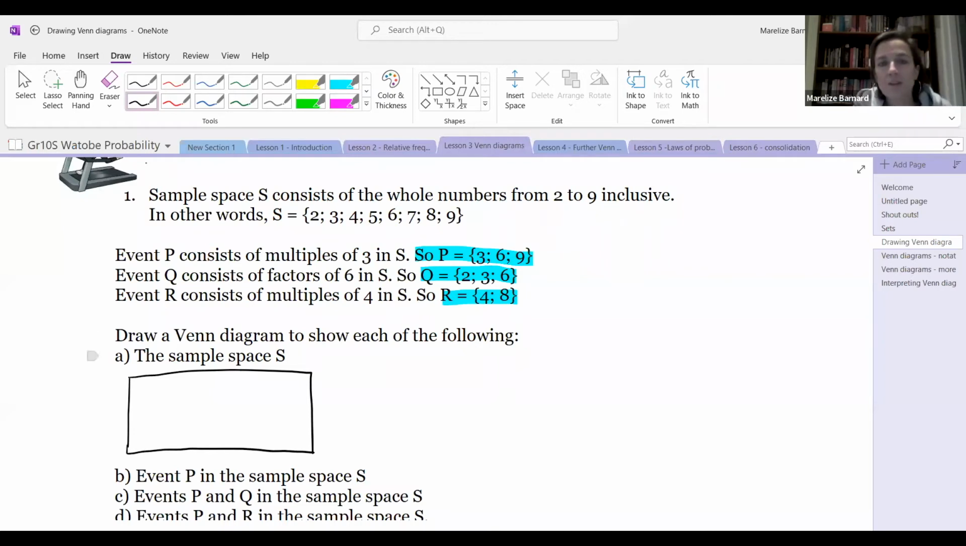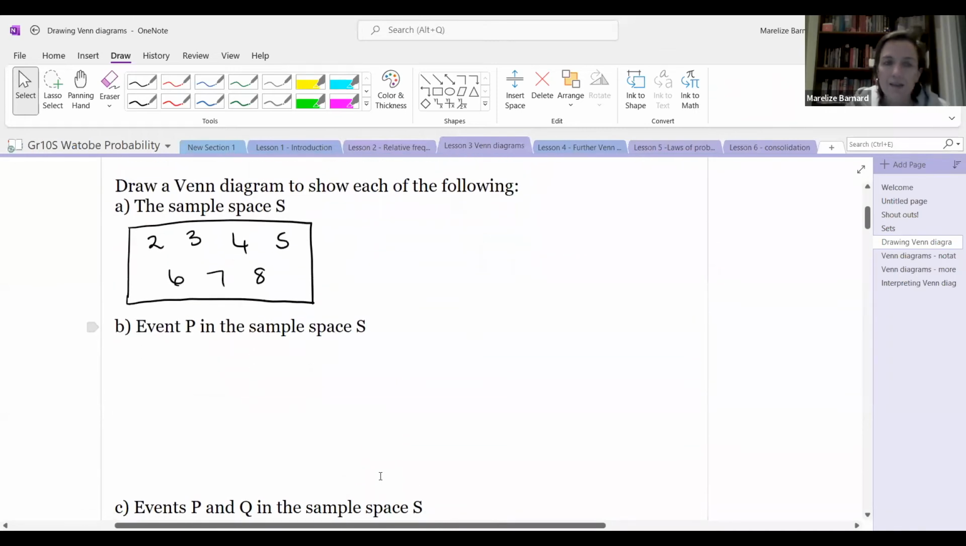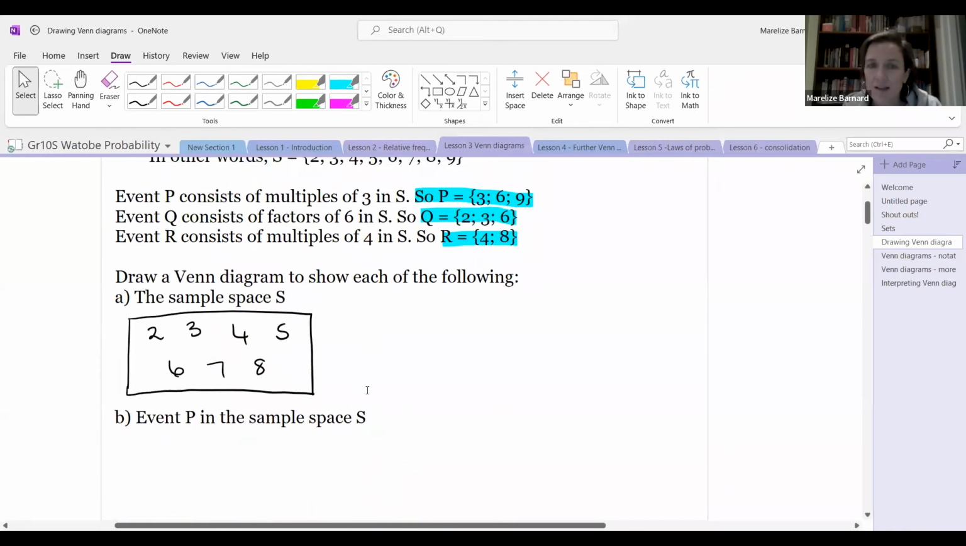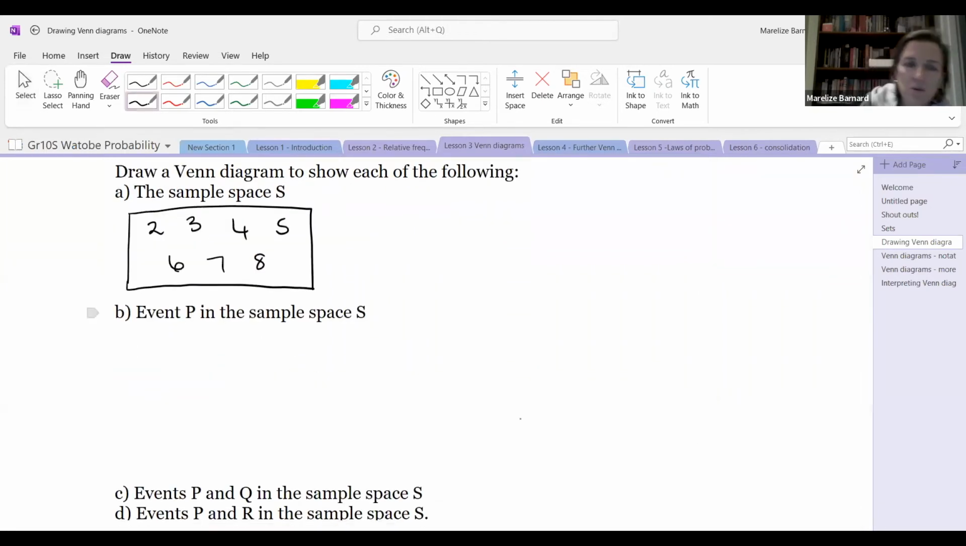And in that rectangle goes all the elements of S. So 2, 3, 4, 5, 6, 7, and 8. It's as simple as that. There's your sample space done. Now we can have different events, right? Just like we've had before, drawing different cards, rolling different numbers on a dice. So our first event is event P, getting a 3, 6, or a 9 from our sample space.